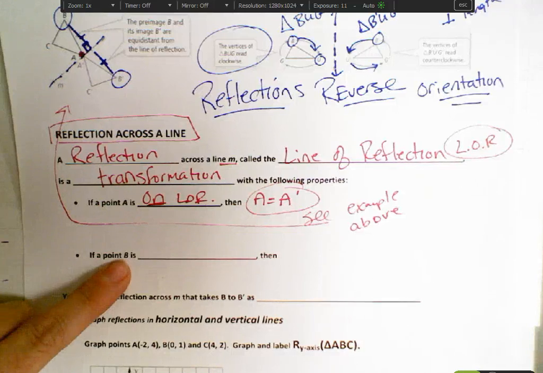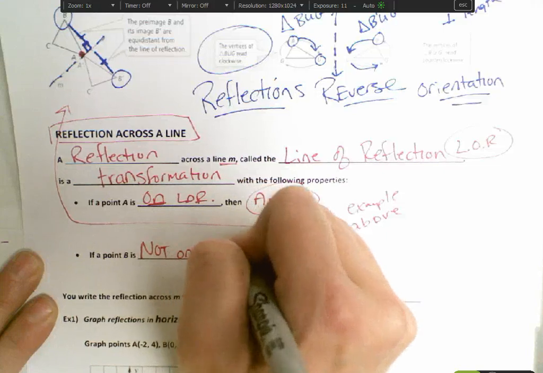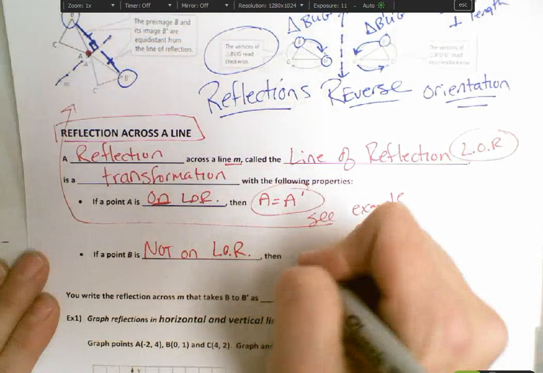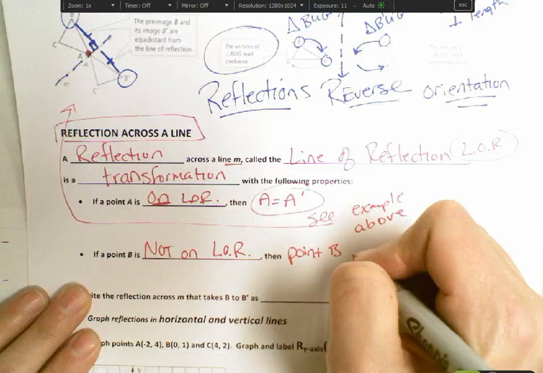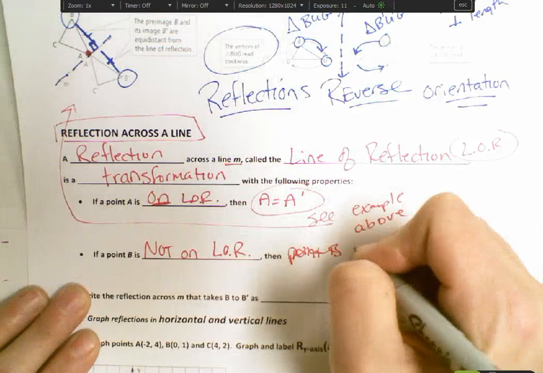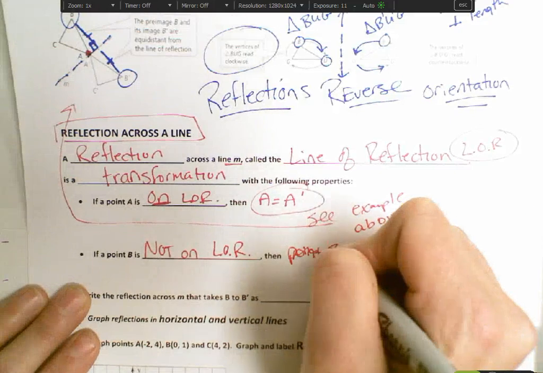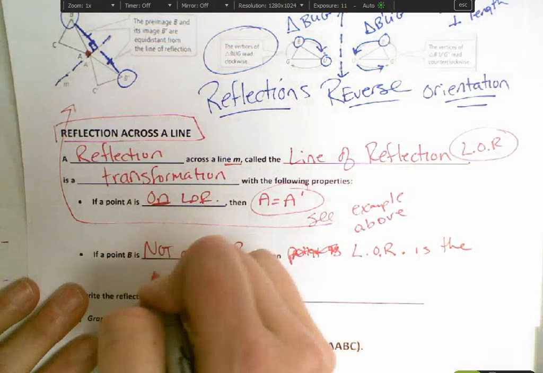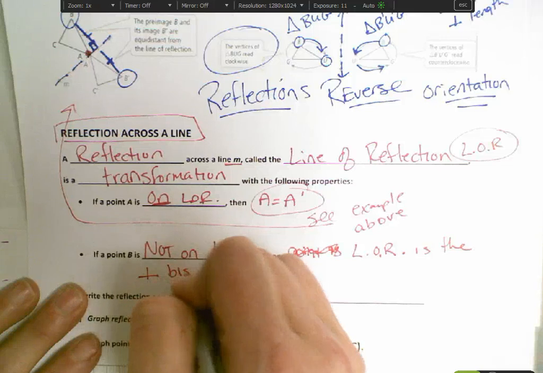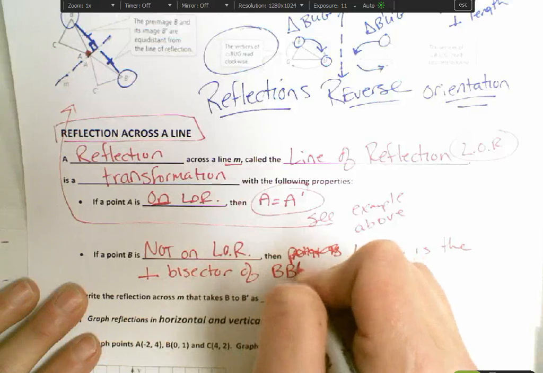If point B, or whatever point we're talking about, is not on the line of reflection, then the line of reflection is the perpendicular bisector of the segment B, B prime.